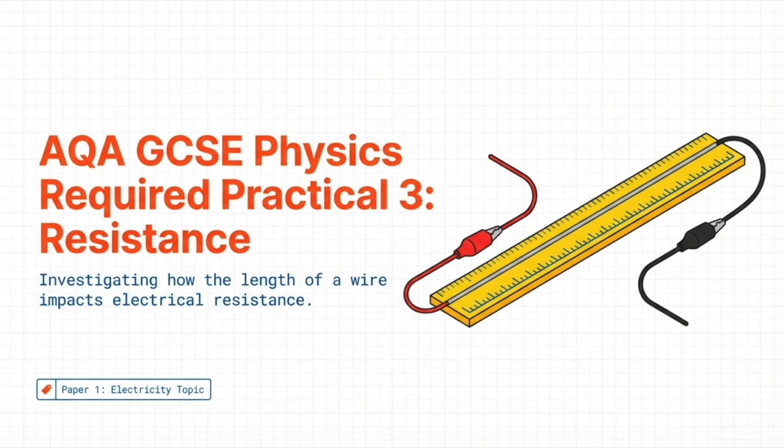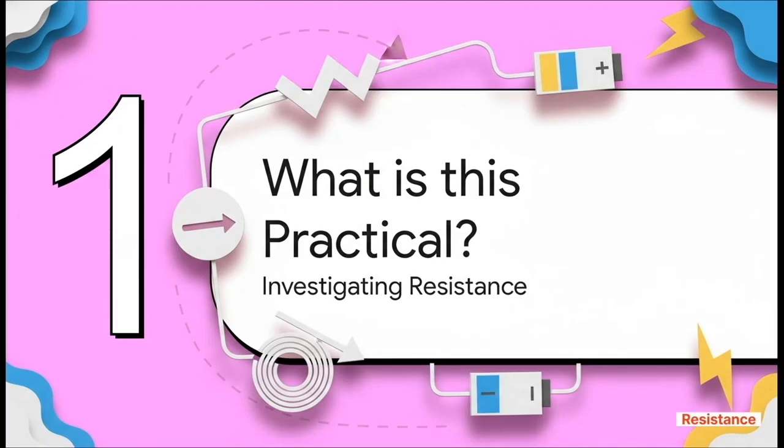Investigating resistance. Right, so what is the point of all this? What are we actually doing? At its heart, this experiment is all about figuring out what affects electrical resistance, what makes it harder or easier for electricity to flow. It's such a fundamental idea in physics, so really getting it is absolutely crucial.